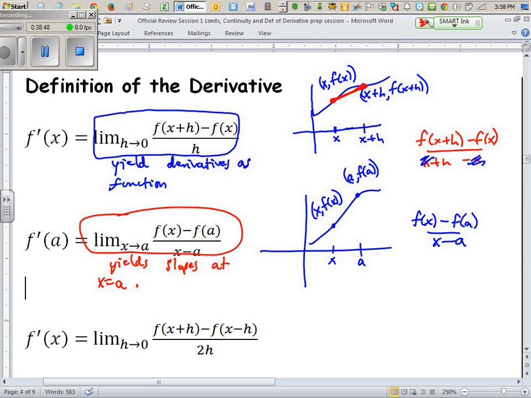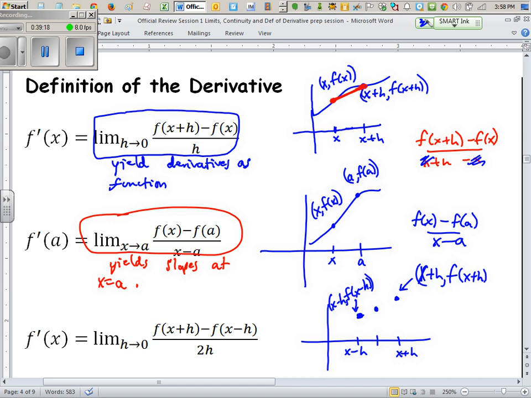Then this last one, don't let it intimidate you. This is actually the one your calculator uses, I believe, to calculate a derivative. And the picture looks like this. X is here, and there's 2 points on either side of it. This is x minus h, and this is x plus h. So this is the point x minus h, f of x minus h. And this is the point x plus h, comma, f of x plus h. But again, it's just the slope between them. So the curve runs like this, maybe.